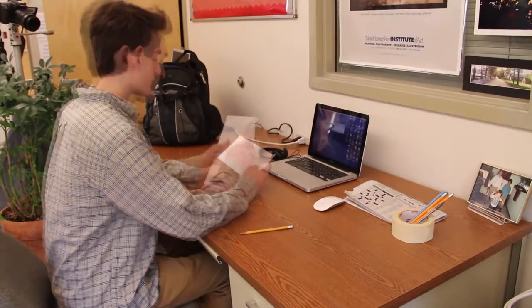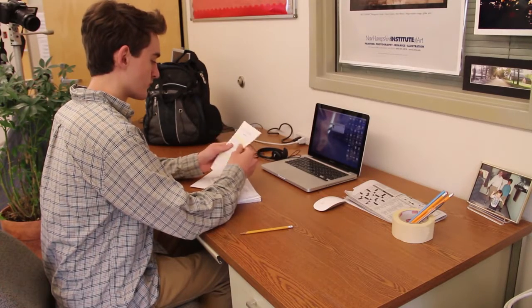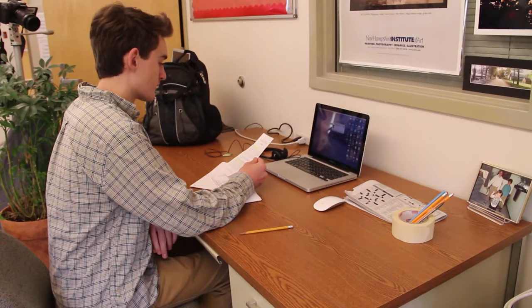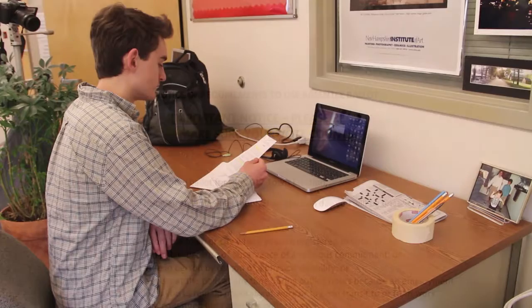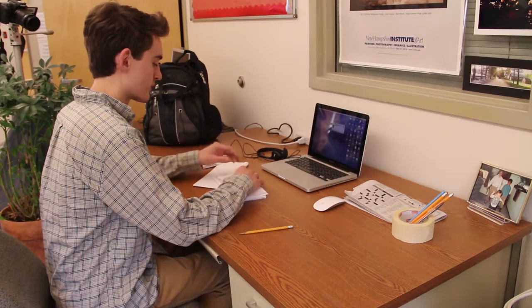So today we're going to go over the process for the voter once they receive their absentee ballot. So you have requested an absentee ballot. You have received it in the mail. Obviously, you're going to open your absentee ballot, and inside you're going to find some inserts and envelopes. The first insert you're going to see is a notice of requirements to use an absentee ballot. This document basically outlines the procedure that you'll be using and why you are eligible to use an absentee ballot.